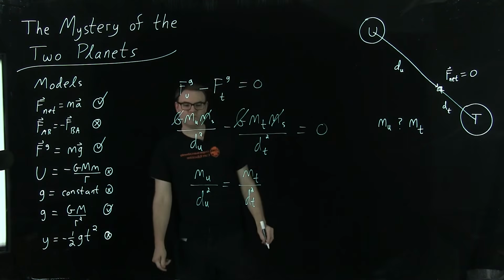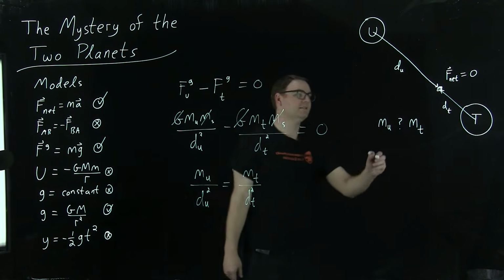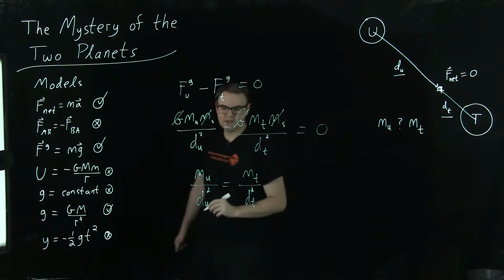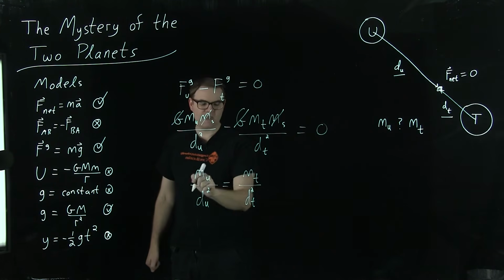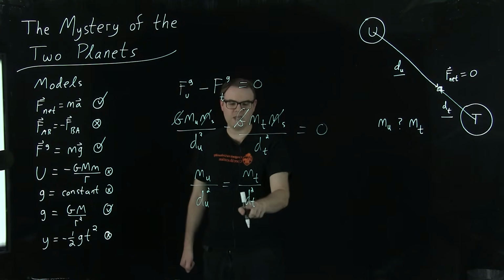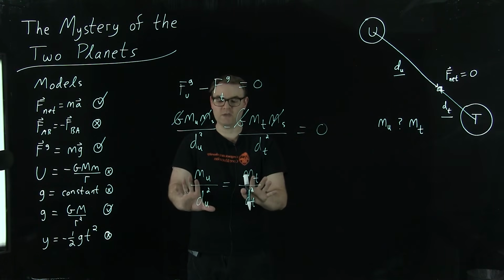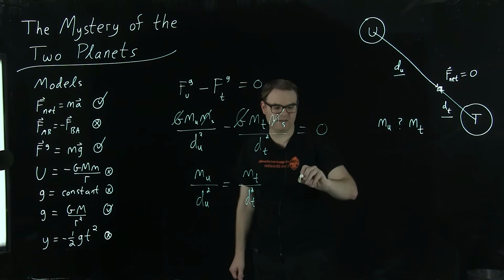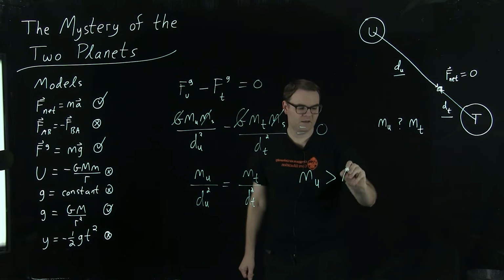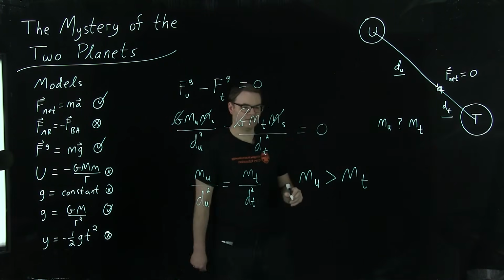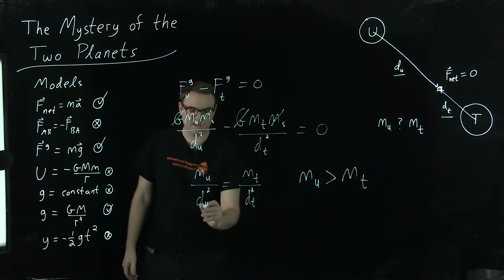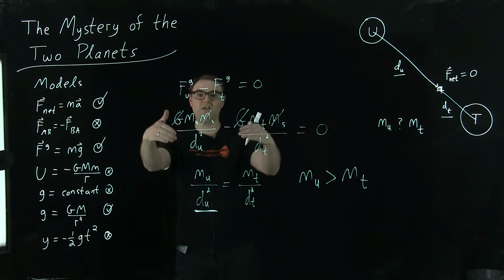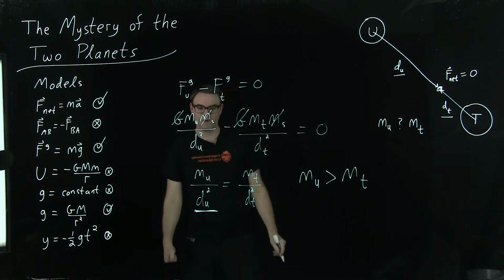From here, what I can do is some proportional reasoning and say what I know is that the distance from Ursula is greater than the distance from Triton. That means that this denominator here is bigger than this denominator over here. The only way these two fractions are going to be equal then is if the mass of Ursula is bigger than the mass of Triton. So I think I can immediately conclude that the mass of Ursula is bigger than the mass of Triton. And the reason for that was that the distance from Ursula was bigger than the distance from Triton, in addition to the deployment of all of these other models.